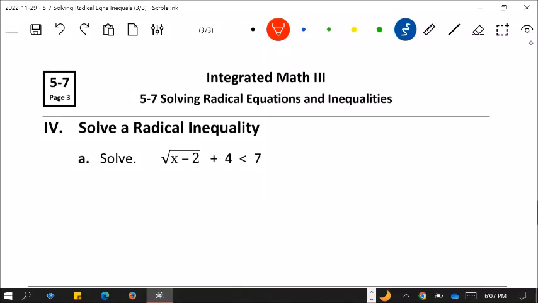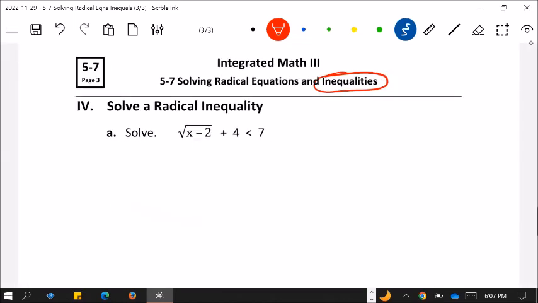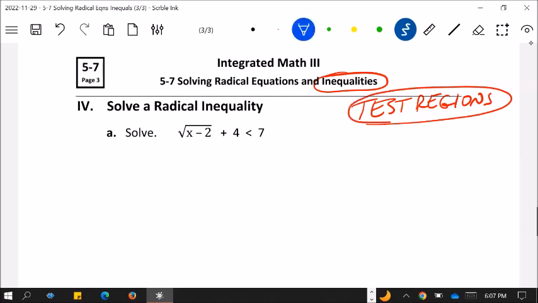Let's look at dealing with inequalities. So this section does equations and inequalities. This part is just about the inequalities. We have something new to do in this case. In this one, we are going to learn to test regions. That's the new concept in this part. And I'm going to show you how to do that.